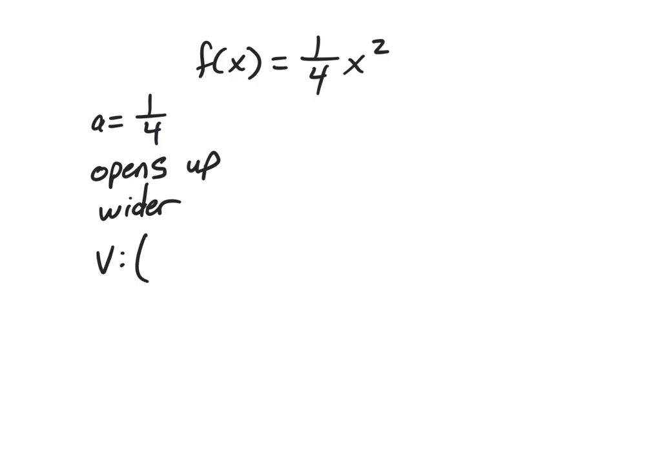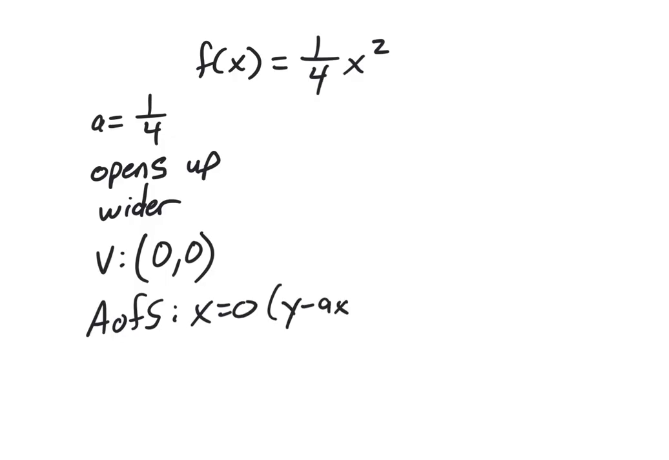My vertex is going to be where? 0, 0. It's not going to move left or right. Anything that is just x² is always 0, 0, which means my axis of symmetry is x equals 0, or if you wanted to say the y-axis, I'm fine with that. That might make more sense to you, just to say the y-axis is my axis of symmetry. The only time you can do that is if it sits right there on the y-axis.